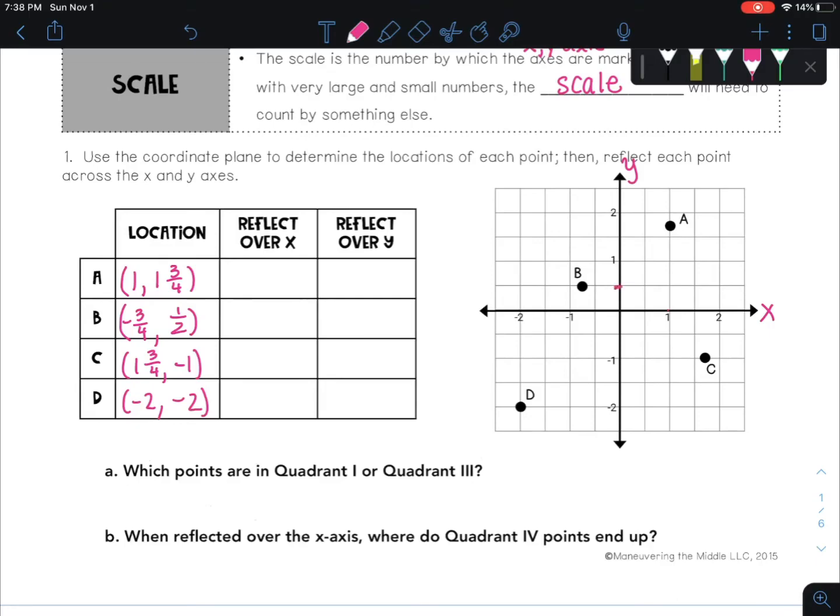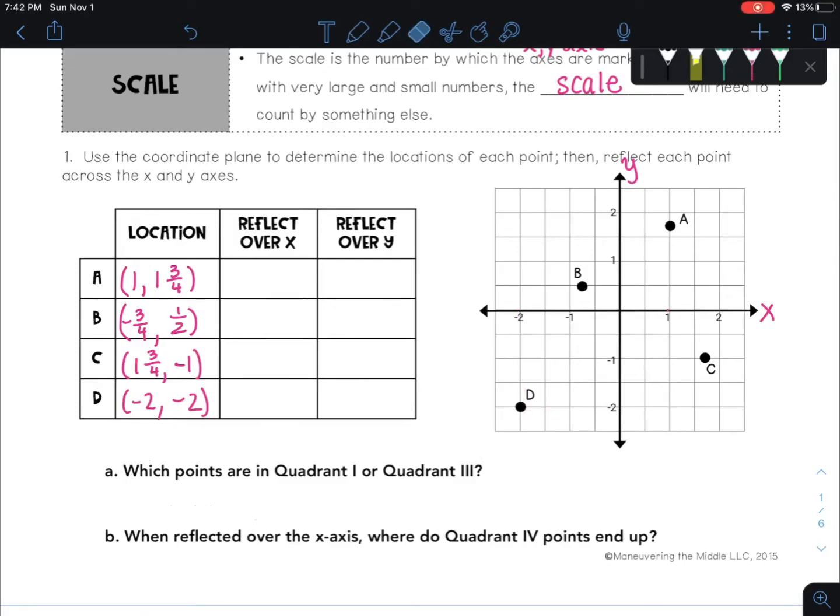And then it is on the half line for the y value. C, we're going to go over 1 3/4 because we're not on the half anymore and we're not on the 2. So that's 1 3/4. And then it's right on the -1. D is easier. It's on both of the -2's.